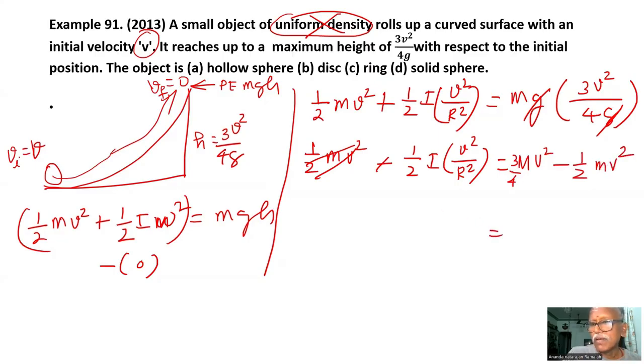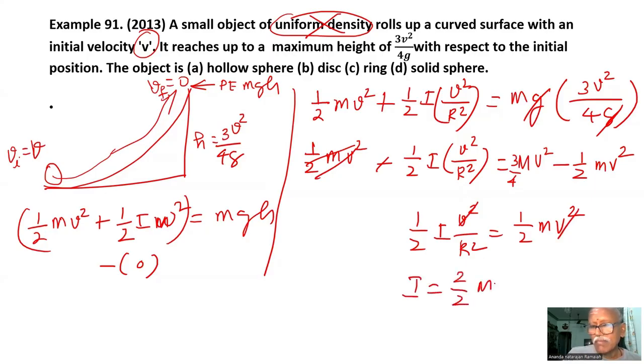That is equal to 3 by 4 minus 1 by 2 equal to what? 1 by 2 m v square equals 1 by 2 I v square divided by r square. v square getting cancelled. Therefore, I equal to 2 by 2 m r square, I equal to m r square.